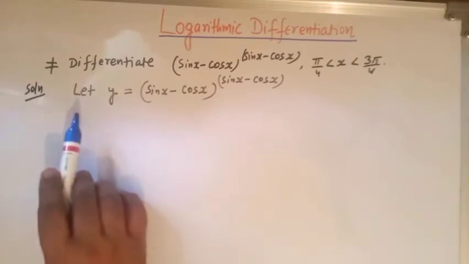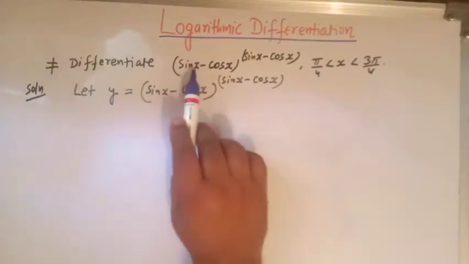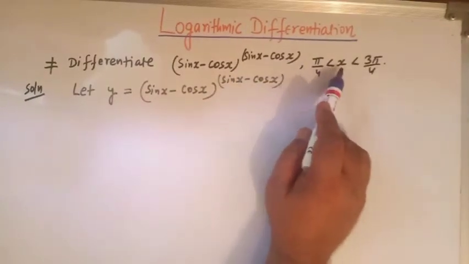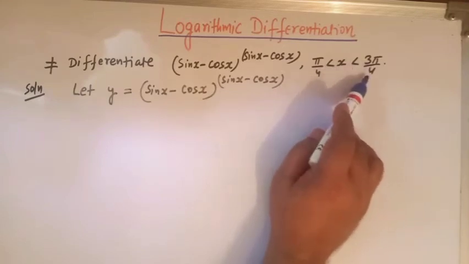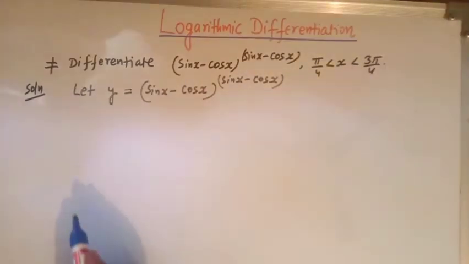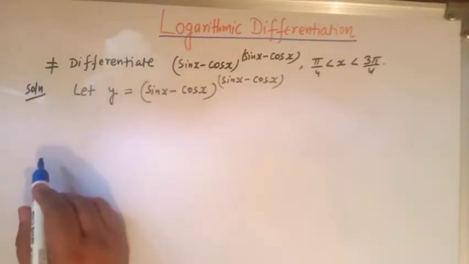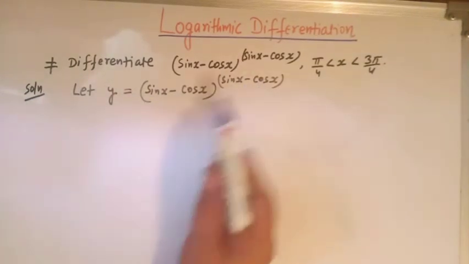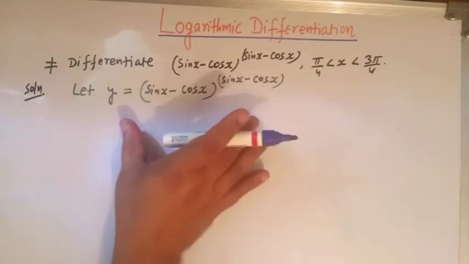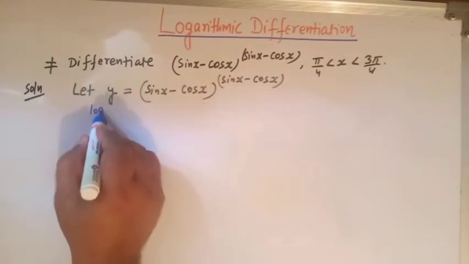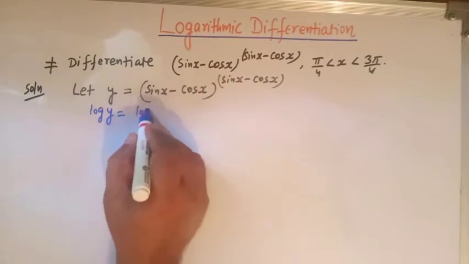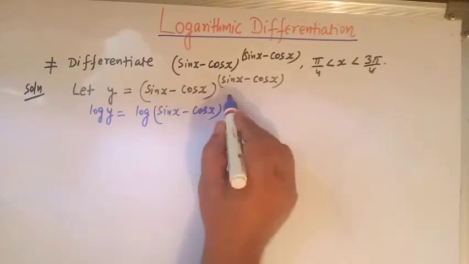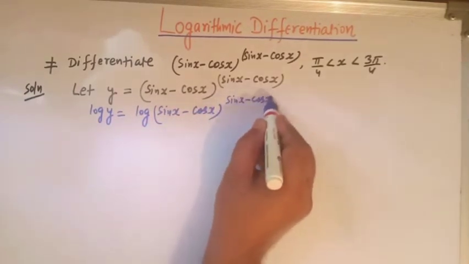Now viewers, let us take this problem. Here we have to differentiate (sin x minus cos x) raised to (sin x minus cos x), where pi by 4 is less than x and x is less than 3 pi by 4. So here again we'll make use of the concept of logarithms. So let y equal to (sin x minus cos x) raised to (sin x minus cos x). So taking log of both sides, we have log of y is equal to log of (sin x minus cos x) raised to (sin x minus cos x).